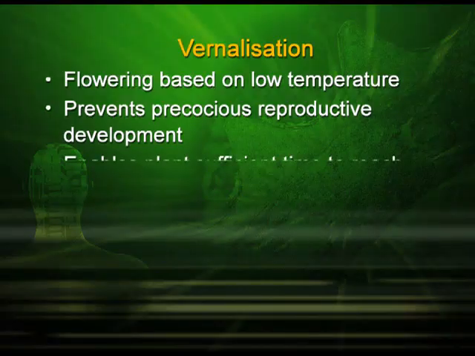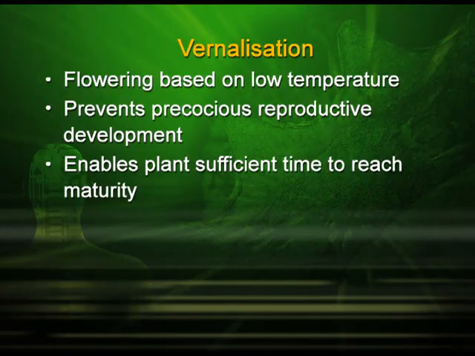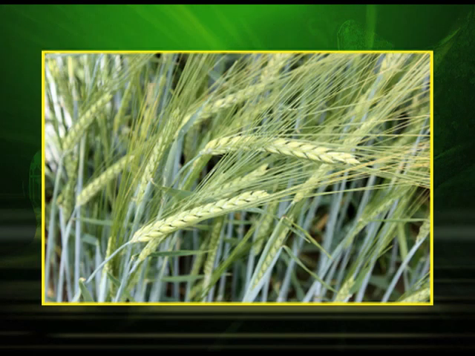It enables plant sufficient time to reach maturity. Because of low temperature, the development is slow. So, plant is having enough time to attain maturity, the reproductive and otherwise. Good examples are wheat, barley, rye, where you have winter cropping as well as spring varieties. So, during winter, the flowering will not be that quick, and spring variety will take long time for flowering. So, we have two varieties, winter varieties and spring varieties.